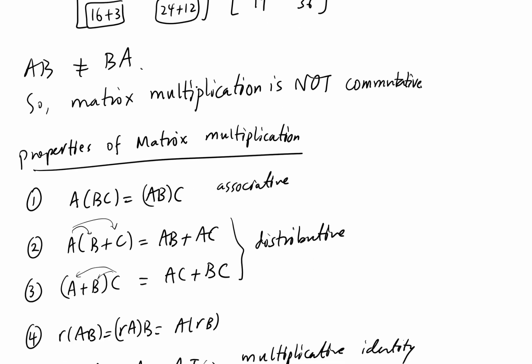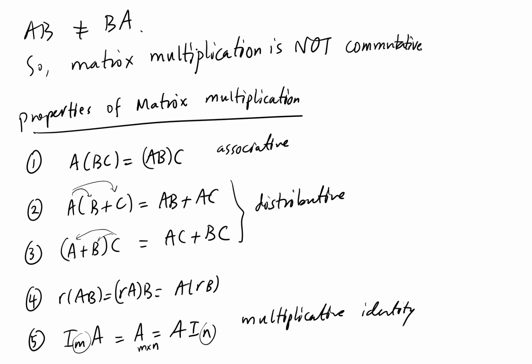If we have a scalar r times AB, you can multiply r by AB, or r by A then by B, or r by B then by A. If you take any identity matrix multiplied by any matrix, you will get the matrix itself. If you multiply it from the right side or the left side, the identity matrix doesn't change the other matrix itself.